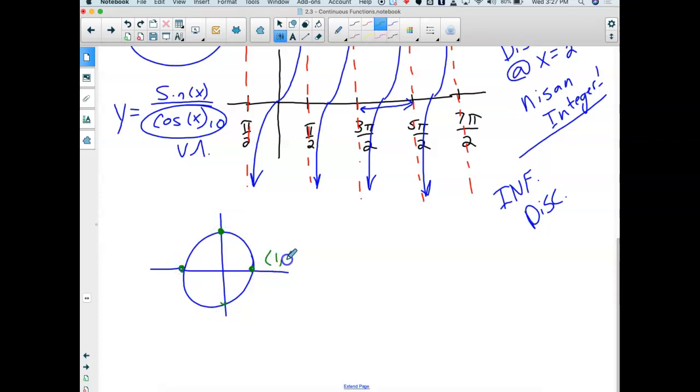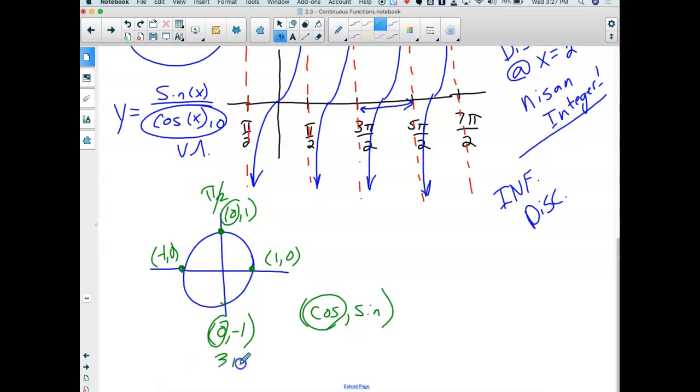1, 0; 0, 1; negative 1, 0; and 0, negative 1. I know these points are listed as cosine, comma, sine on the unit circle. So everywhere I have an x value of 0, pi over 2, 3 pi over 2, and there's another rotation. See how they're pi units apart? That's why my asymptotes are pi units apart.